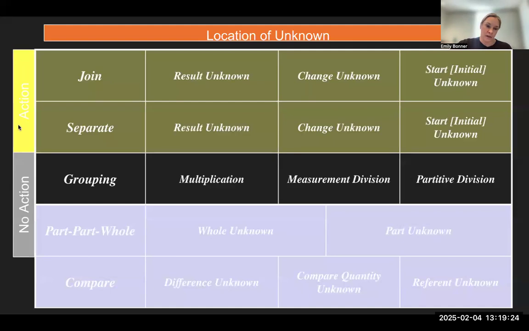Okay, and then on this side, the action of the problem. So a join is the easiest because you're just taking a group of things and then adding more to it. Separate is a little more difficult, although those are kind of interchangeable, join and separate.